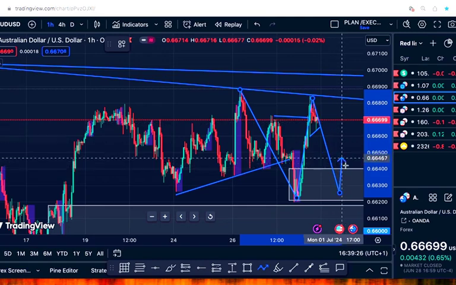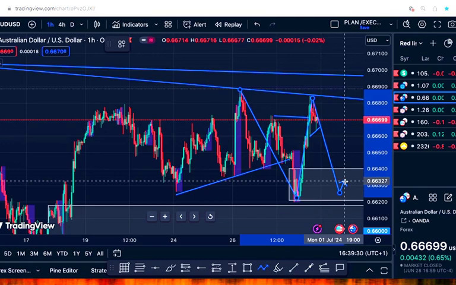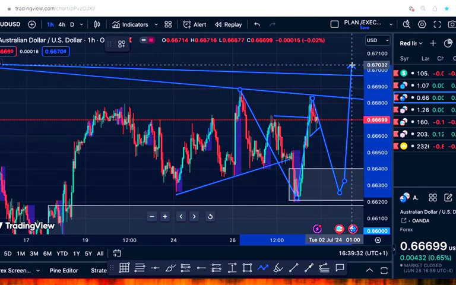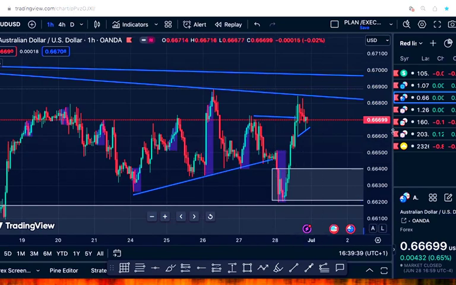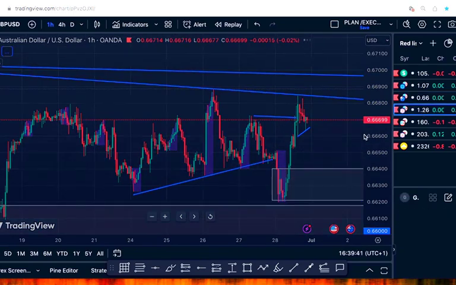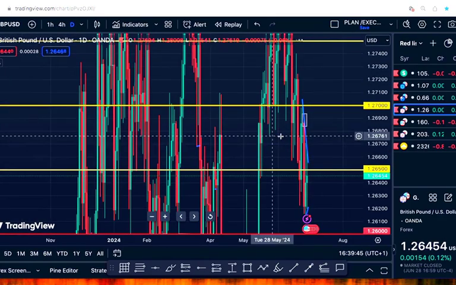But all I'll be looking at is for price to complete this leg, so I'll be taking my buy here to the upside. Okay, that is what I'll be looking at on AUD USD. GBPUSD, moving directly to the daily.